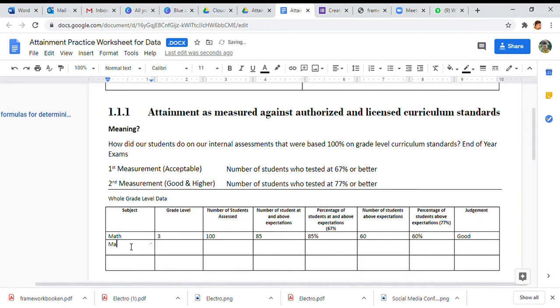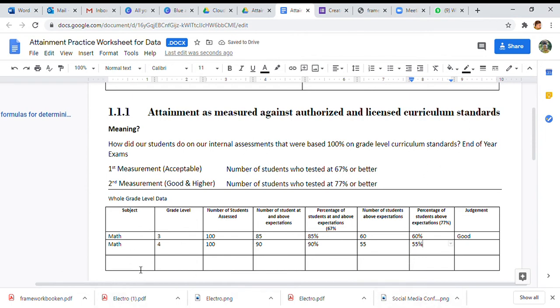I'm going to go math again, grade 4. I'm going to put number of students assessed. I'm going to go with 90, and then I'm going to put 90%, and then I'm going to put how many students are at above. I'm going to put 55%. What would that rating be?